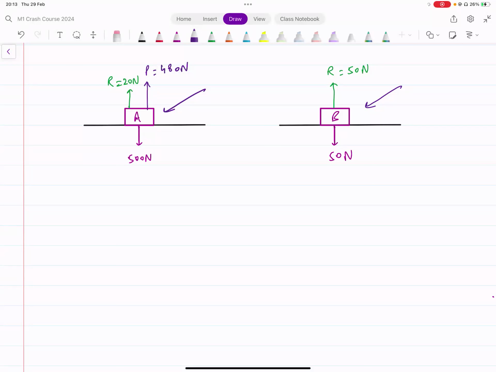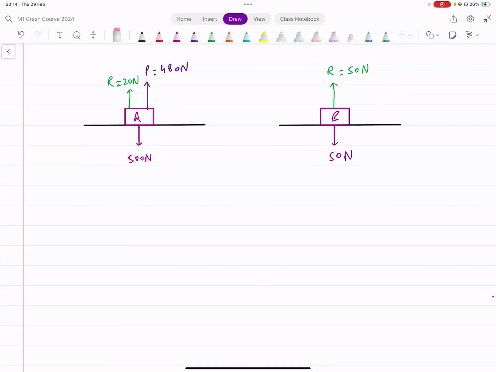What force captures this strength? It's not the weight. It's actually the reaction force that captures the strength of this contact. So block A had a reaction force of 20 Newton acting towards it. So that is connected by a force of 20 Newton to the surface, and object B is connected by a force of 50 Newton to the surface.